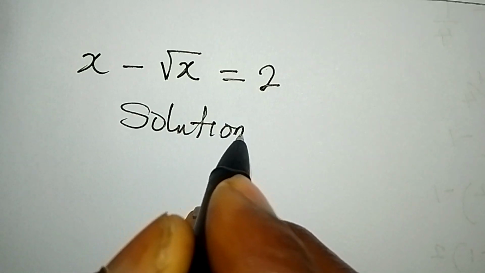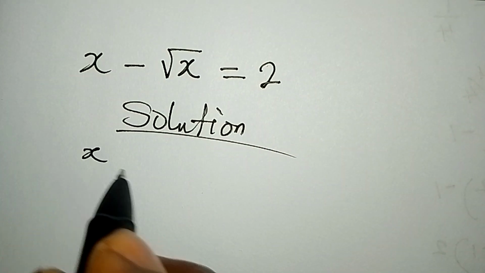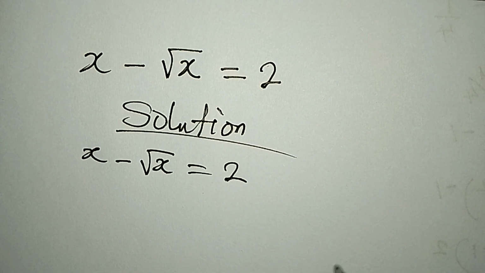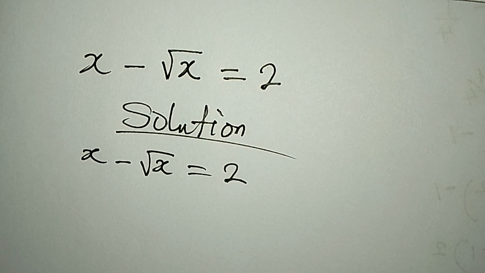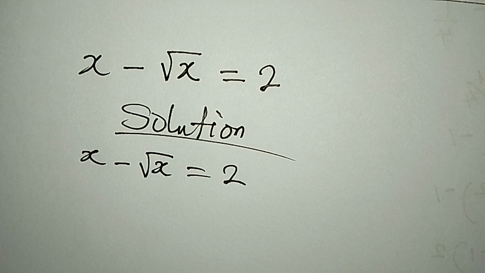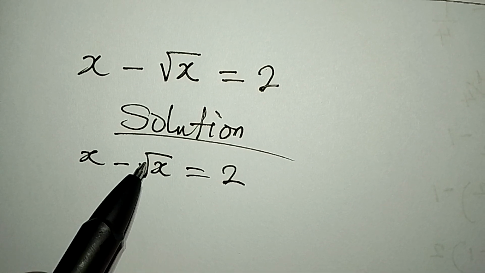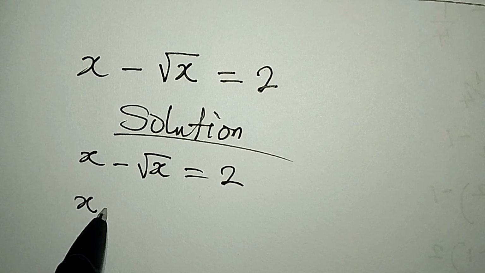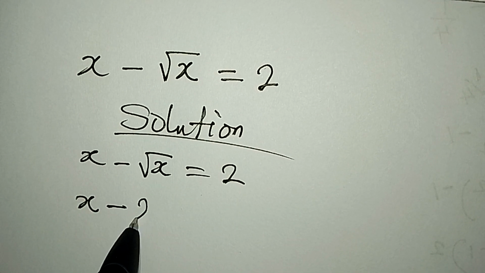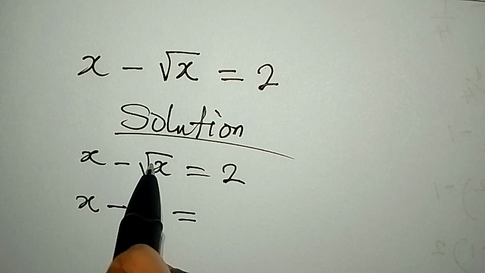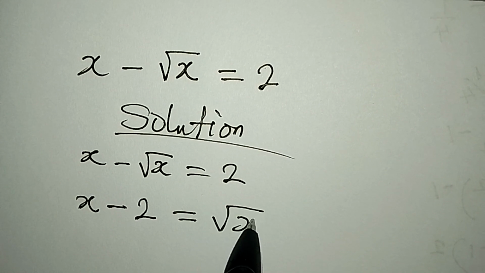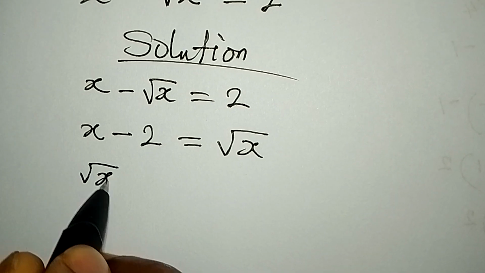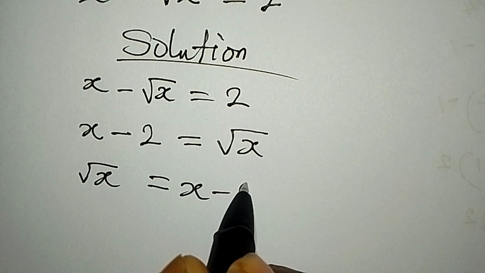Let's find the value of x in this Olympiad Mathematics problem: x minus square root of x equals 2. This is what we have. To get the value of x, the first thing we are going to do is to make square root of x the subject. So we are going to have x minus 2, and this is equal to positive root x on the right. This is still the same thing as square root of x equal to x minus 2.